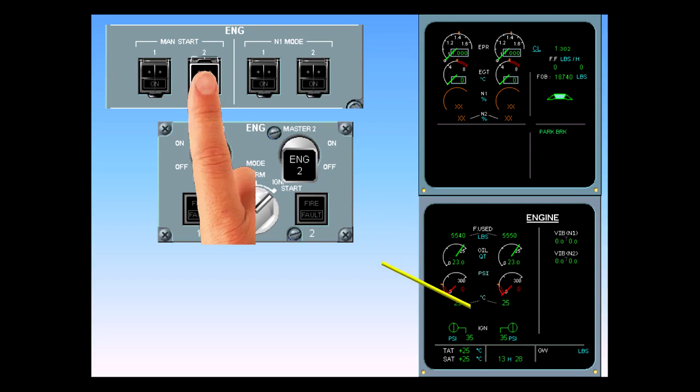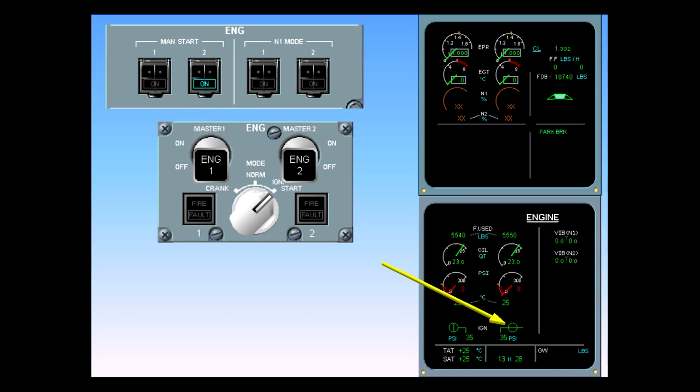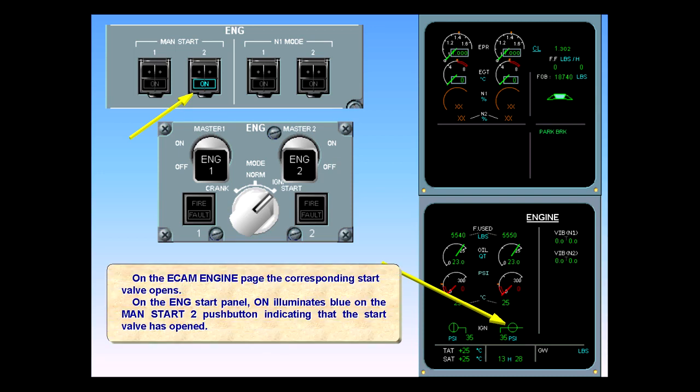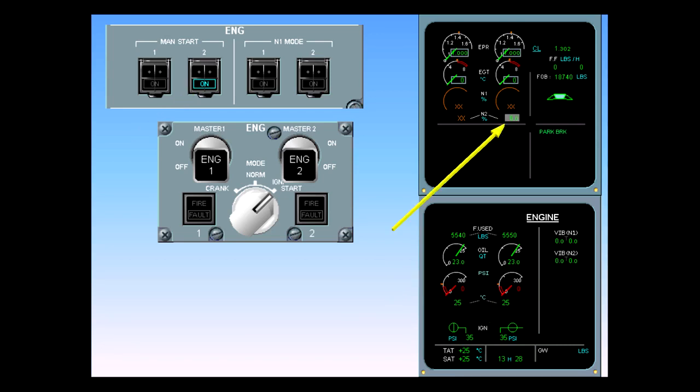On the ECAM engine page, the corresponding start valve opens. On the engine start panel, ON illuminates blue on the manual start 2 push button, indicating that the start valve has opened. On the engine warning display, N2 increases. On the ECAM engine page, the oil pressure increases.